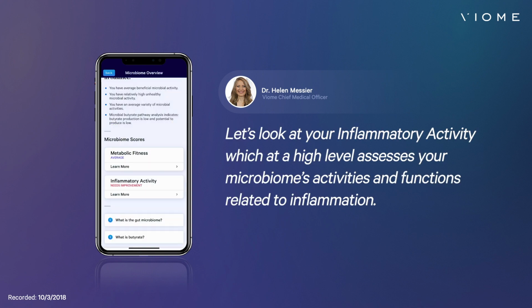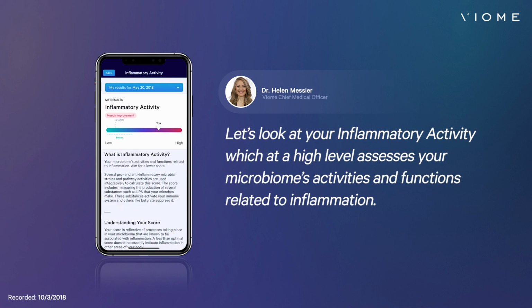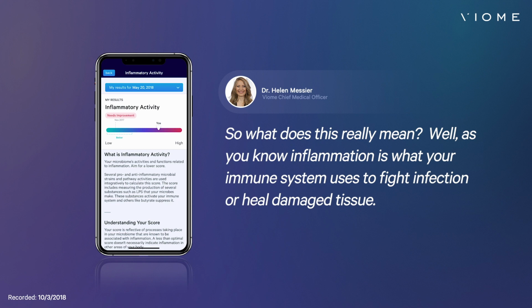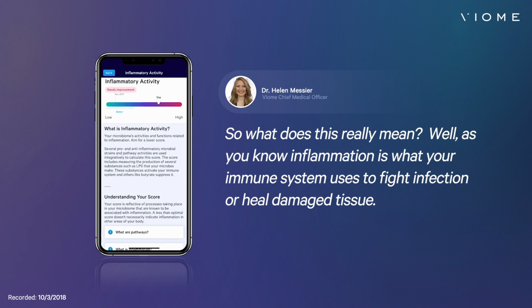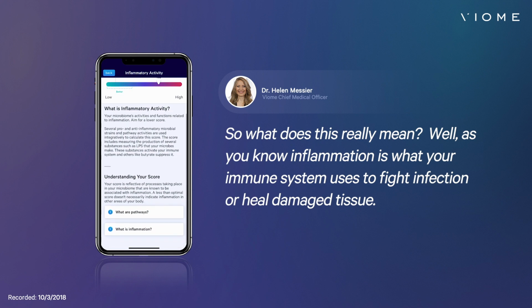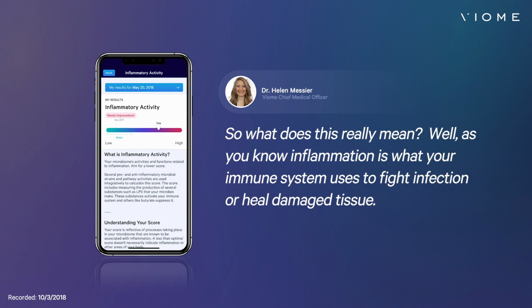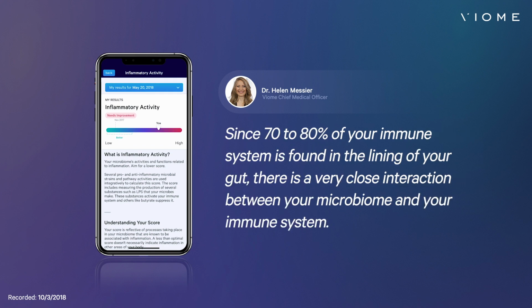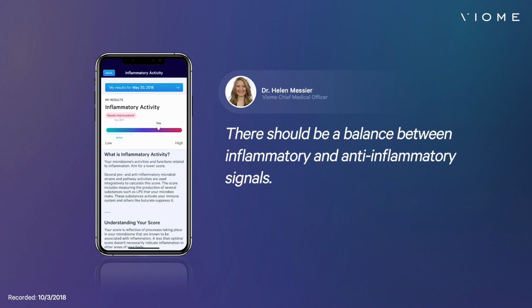Let's look at your inflammatory activity, which at a high level assesses your microbiome's activities and functions related to inflammation. So what does this really mean? Well, as you know, inflammation is what your immune system uses to fight infection or heal damaged tissue. Now, since 70 to 80% of your immune system is found in the lining of your gut, there is a very close interaction between your microbiome and your immune system. There should be a balance between inflammatory and anti-inflammatory signals.